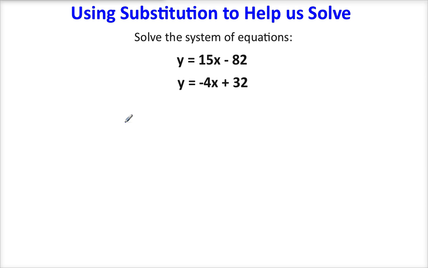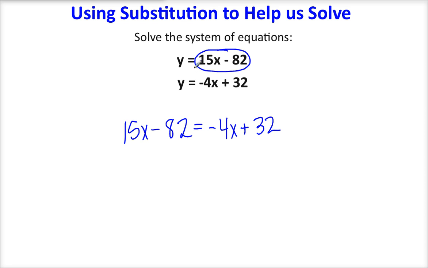So let me write that out. Now we have 15x minus 82 is the same as negative 4x plus 32. Notice I just took this value right here and substituted it here. Since this is equal to $1 and this is $1 right here, I just replaced it. And now I have an equation that I can solve. This is something I can do. It's a linear equation and it just has one variable, x. So I should be able to solve this.